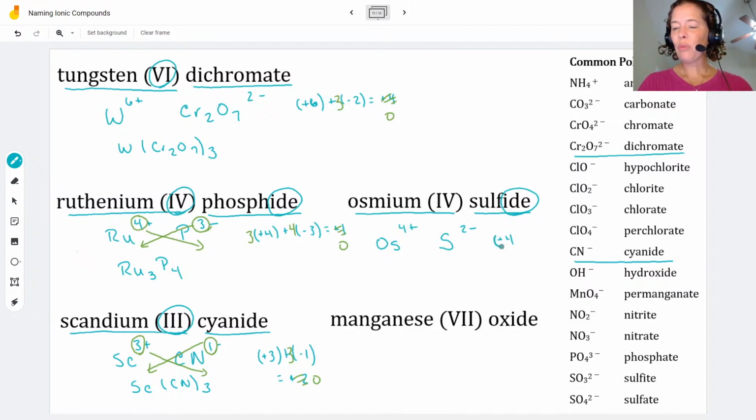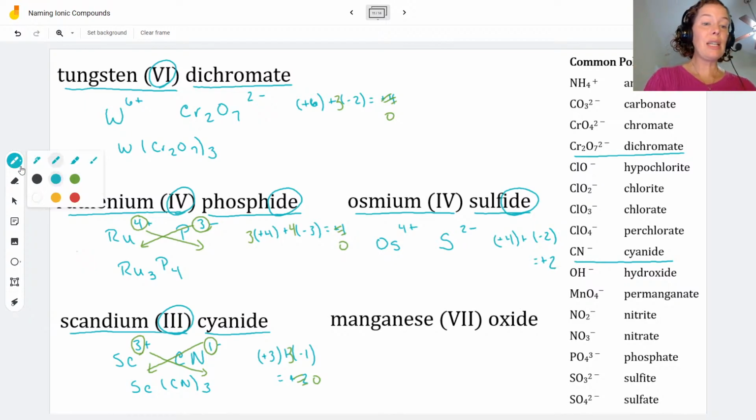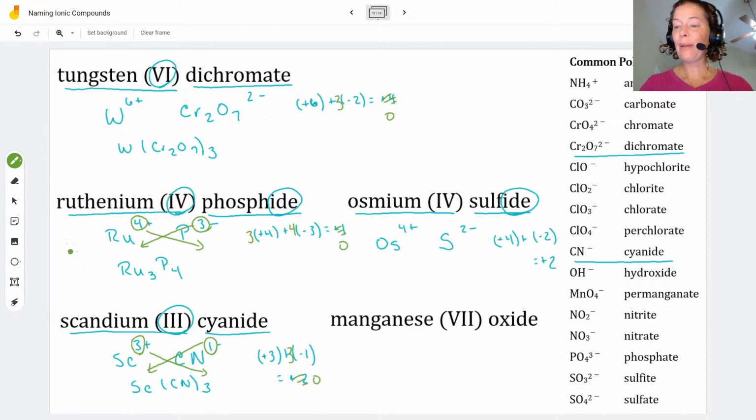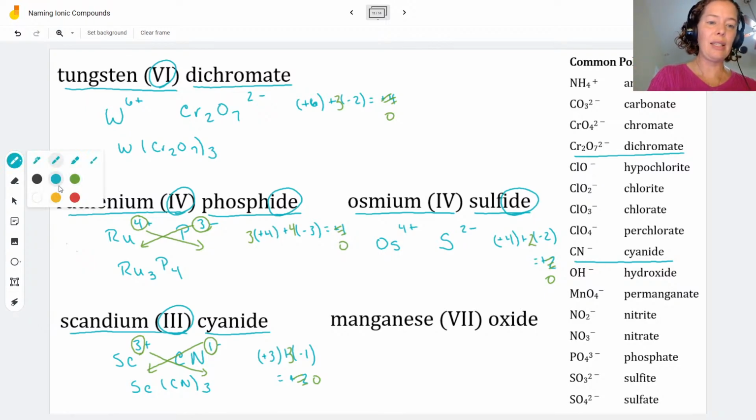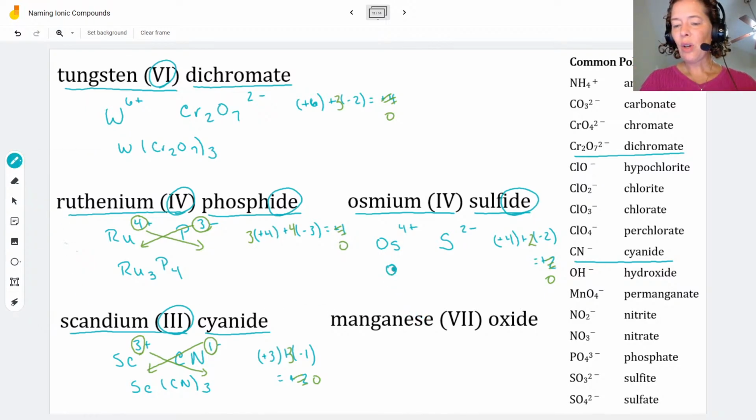Let's check our algebra. You can already see we don't have a neutral compound. However, we just need one simple multiplier, right? We just need a 2 right here. And now we've got a neutral compound. Again, crisscross is not working in this case. So all we need is OsS2. I know that looks kind of weird. So when you write that, make sure that the S for the osmium is smaller than the S for the sulfur, so it makes it really clear that you're talking about osmium sulfide.